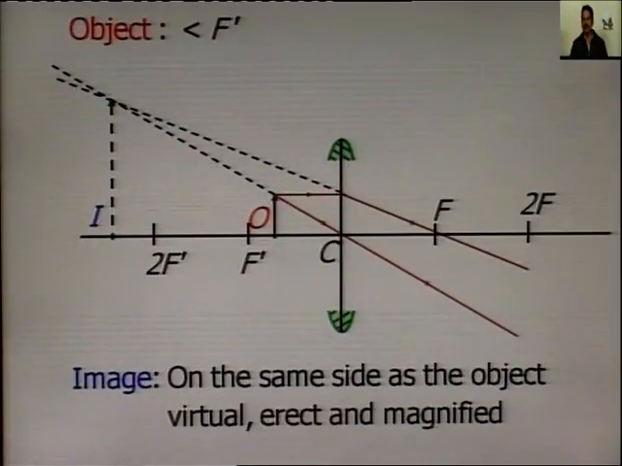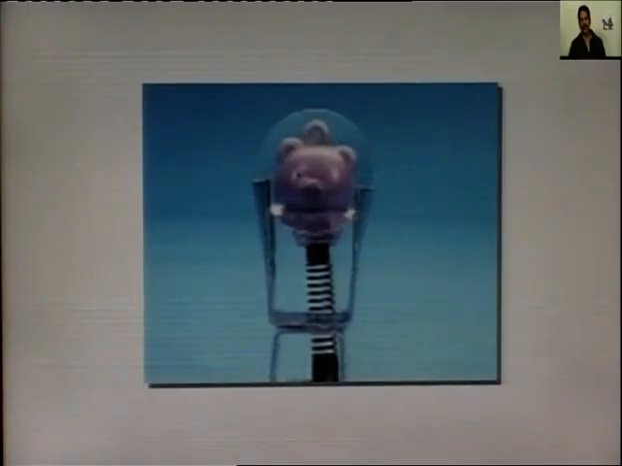So, from this whole discussion you can see that in all the situations the image formed by a convex lens is a real one, except when the object is between the optical center and focal point of the lens. In that case, the image formed will be a virtual one. So, this gives you the example of an uninverted virtual image formed by a convex lens when the object is very close, at a distance less than the focal length of the lens.